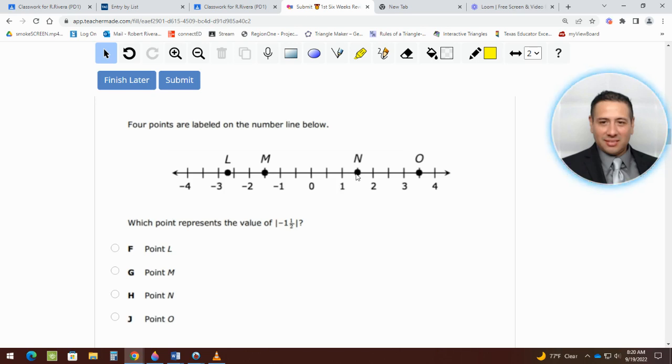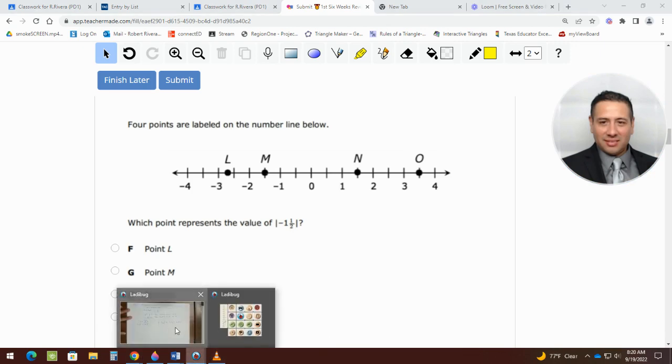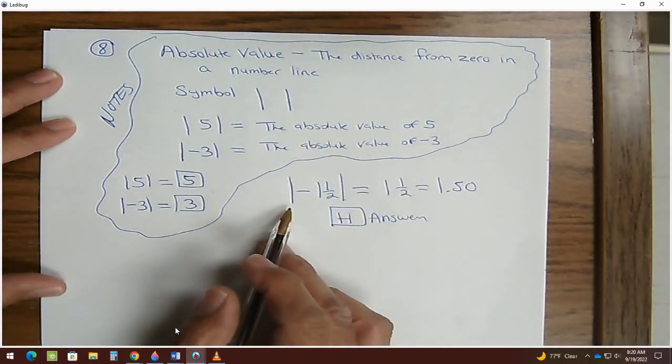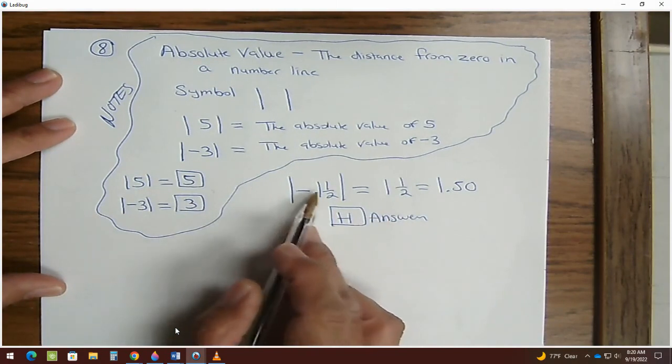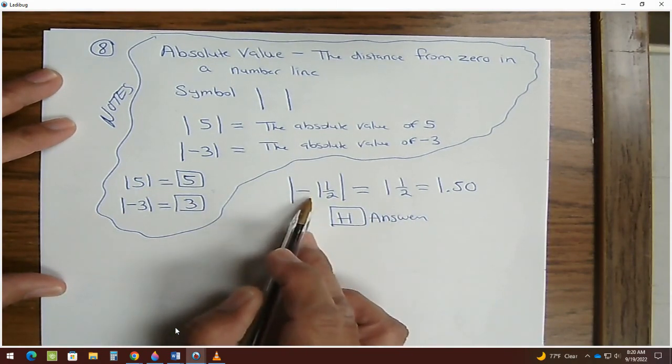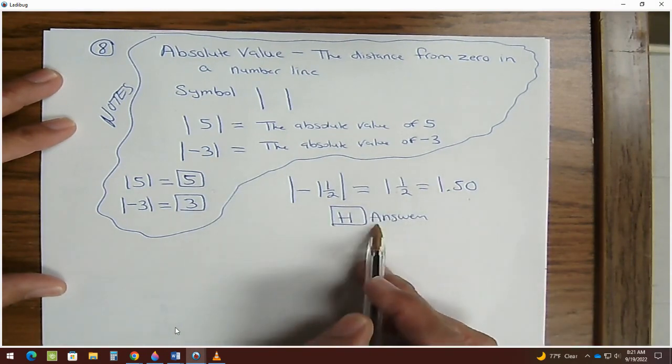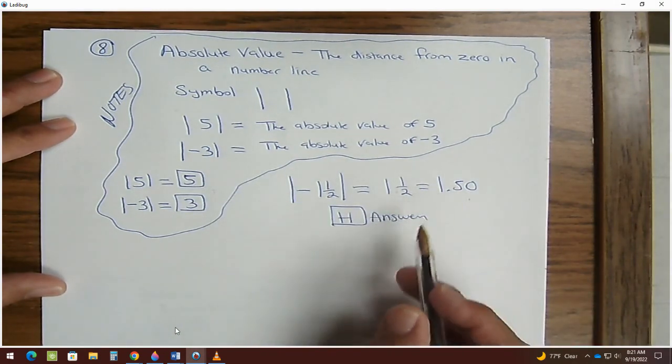These were really notes for you. Let me show you, sorry. These on the bubble were really notes, and this is really number 8. The work would be that the absolute value of negative 1.5 is 1.5, and the answer on the number line would be H.